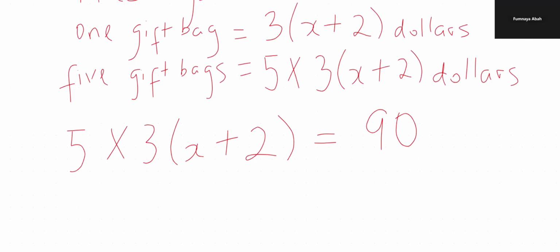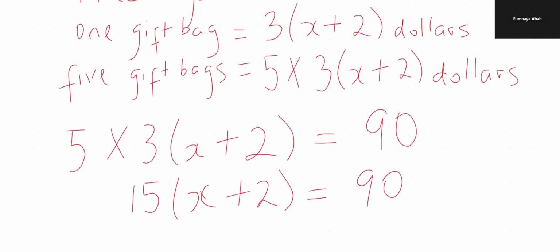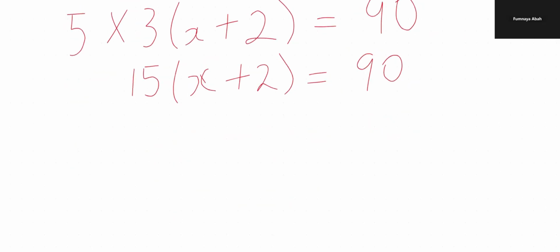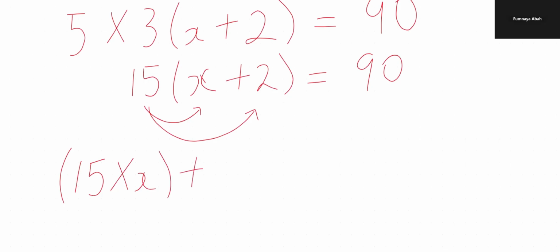So we can simplify this. 5 times 3 is equals to 15. So we can say 15, and then we have x plus 2 in parentheses, and this is equals to 90. So now we have a linear equation where we can use the distributive property to solve for x. So we want to take 15, which is the number outside the parentheses, and multiply both of the terms in the parentheses by 15. So 15 will multiply x first, and then we have a plus sign, and then 15 multiplies the second term, which is 2. So 15 times 2, and this is equals to 90.